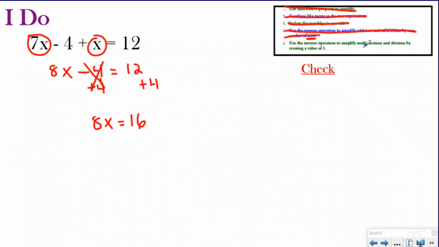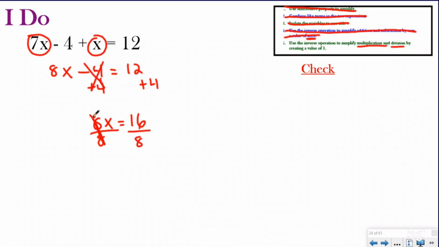Now right here, I need to use my inverse operation of multiplication and division. So I know that 8x is really 8 groups of x, which is multiplication. So the inverse of that, I want to make a 1. So if I divide 8 divided by 8, that's going to be 1. And whatever I do to one side, I have to do to the other.